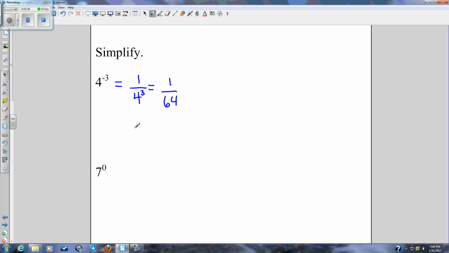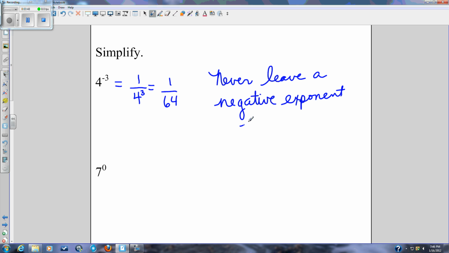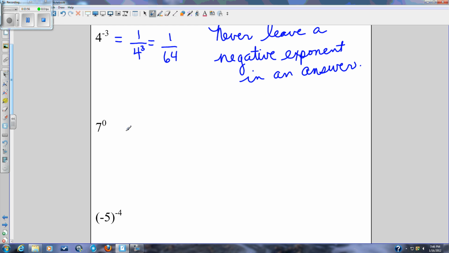Basically, the thing to keep in mind is that you never leave a negative exponent in an answer. Let's write that down. Never leave a negative exponent in an answer. If you want to simplify it, all of the exponents have to be positive. All the negative exponents have to be taken out.